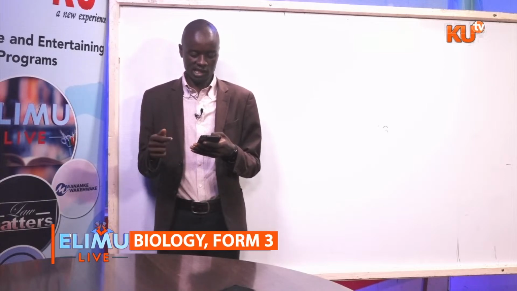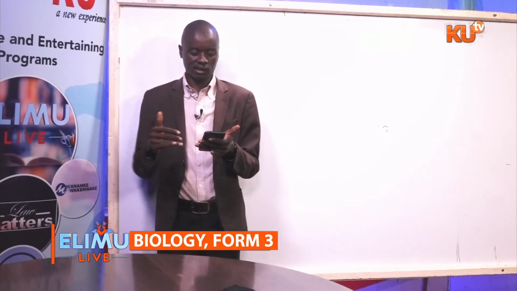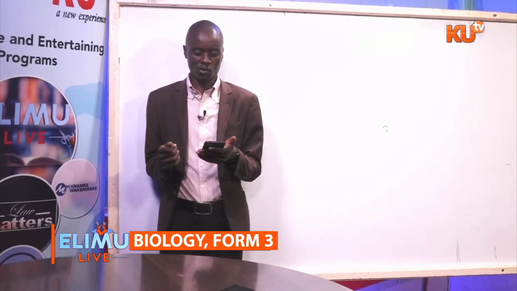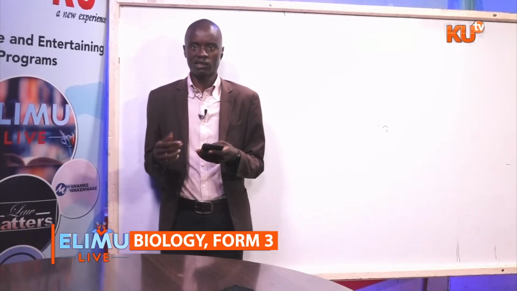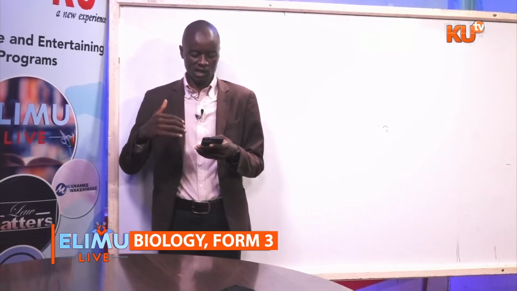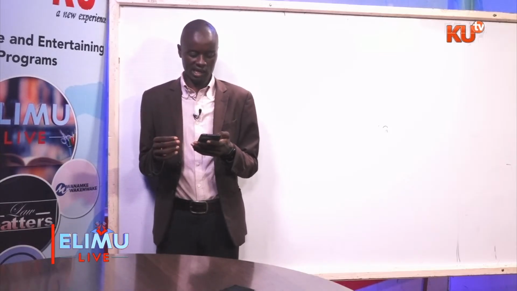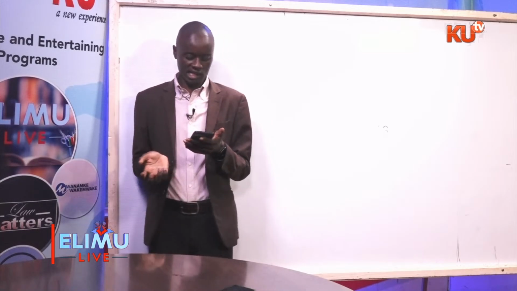Then at the onset of the menstrual cycle, the pituitary gland is stimulated to release a hormone, that is follicle stimulating hormone, that causes the Graafian follicle to develop in the ovary. That is one of the main hormones that is being released.